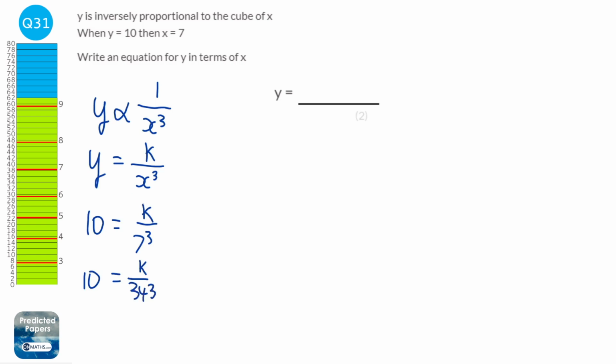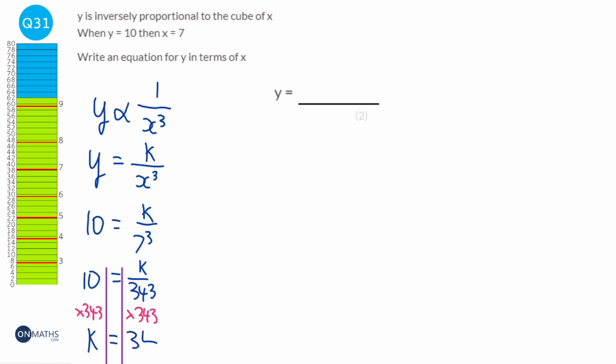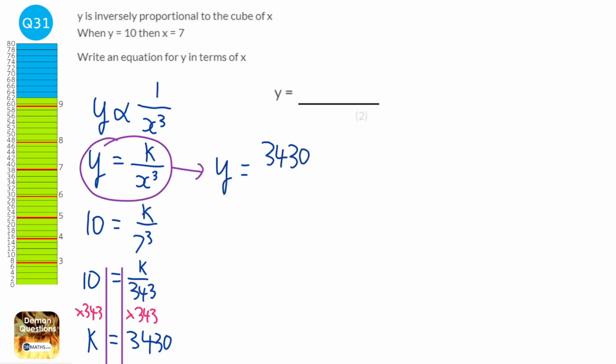343. Okay, and then we're going to multiply both sides by the 343, to find out what k is. And I'm just going to swap them around just to give myself a bit more space. And we're going to have k on the left hand side here. So that'll be 3,430. So k is 3,430. So what I'm going to do is just rewrite this equation here, but we know what k is now. So it's y equals 3,430 over x cubed. And that actually is our answer.